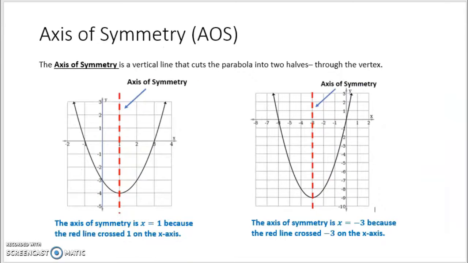Now the axis of symmetry is a vertical line that cuts your parabola into two symmetrical halves, and it always goes through the vertex point because it's going straight through the middle. Now the axis of symmetry is not an ordered pair. It's an equation. It's got to have x equals something. So in this case it's x = 1 because it crossed 1 on the x-axis. This one is x = -3 because that line crossed -3 on the x-axis.